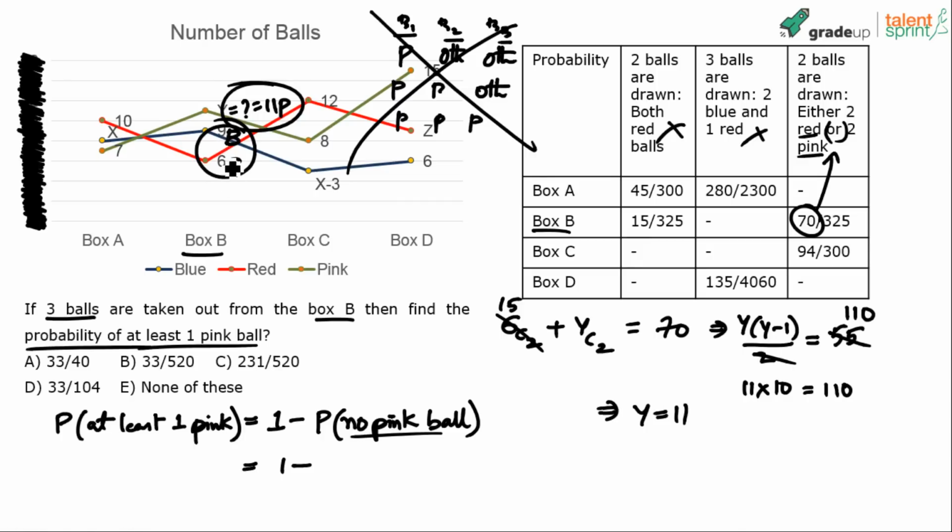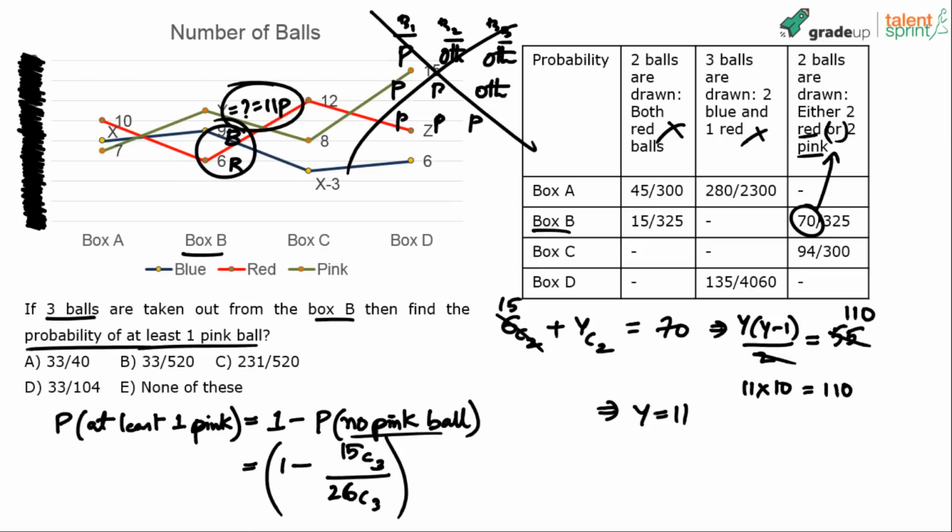If you don't want any pink ball, you have to choose only from the blues and the reds. So 9 blue and 6 red, total how many? 15. So from 15, how many balls should be chosen? 3 balls. 15C3. Divided by total number of ways. These are favorable outcomes. Total number of outcomes. So total how many balls do we have? 9 plus 6, 15. 15 plus 11, 26. So out of 26 balls, I got to choose 3 balls. 26C3. So this is your final answer. 1 minus 15C3 divided by 26C3. Simplify and you will get the answer.